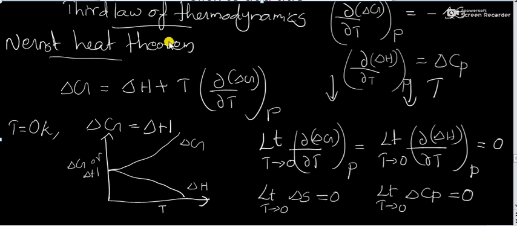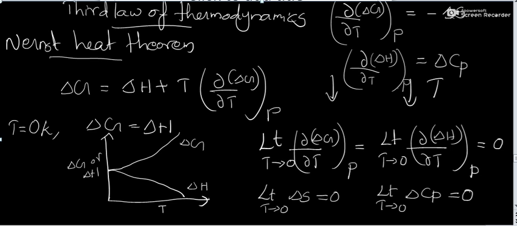Third law of thermodynamics can be explained on the basis of Nernst heat theorem. It was postulated by Walther Nernst. Consider Gibbs-Helmholtz equation, that is delta G is equal to delta H plus T into dou by dou T of delta G at constant pressure. When temperature T equal to 0 Kelvin, delta G will be equal to delta H. This is the basic equation of Nernst heat theorem.